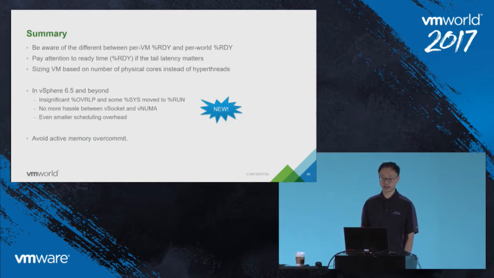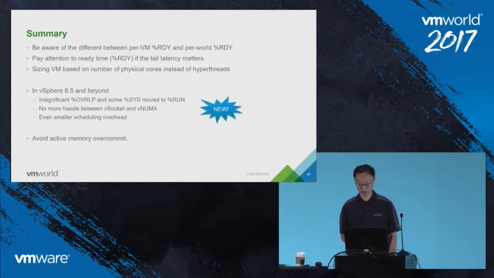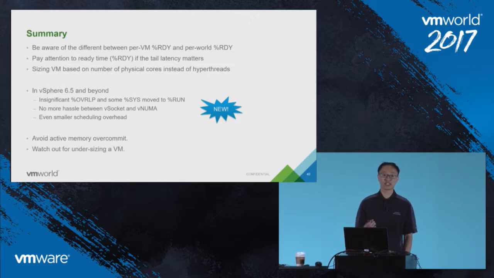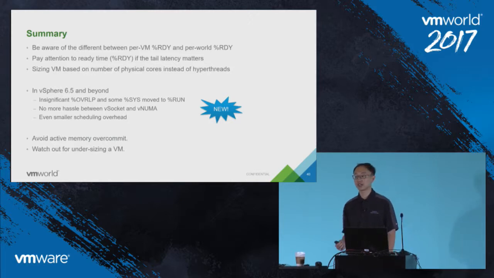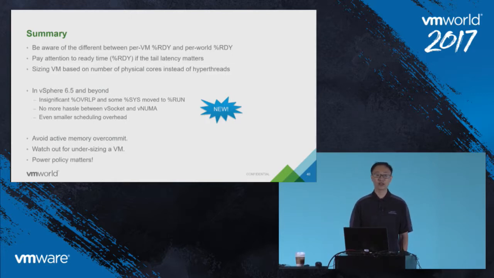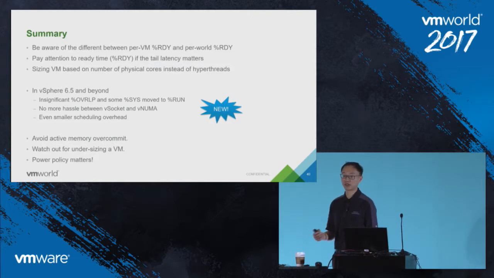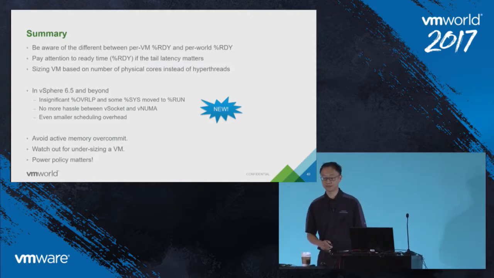In terms of sizing, memory, or capacity planning, we should always avoid active memory overcommitment and watch out for undersizing a VM, because undersizing is dangerously invisible from the hypervisor standpoint. At the end of the day, power policy matters. Remember the graph I showed you about balanced versus high performance? Turbo mode actually matters here.